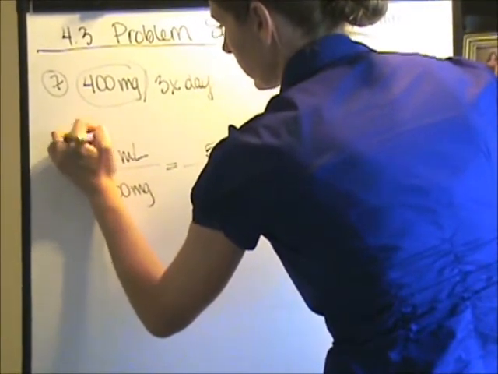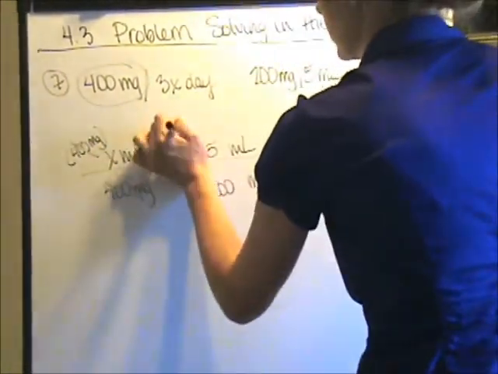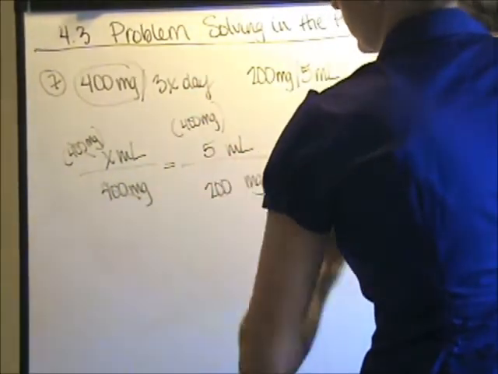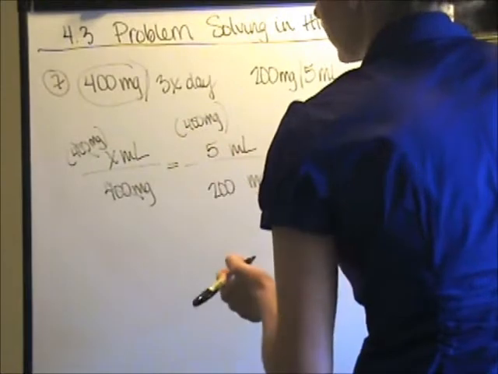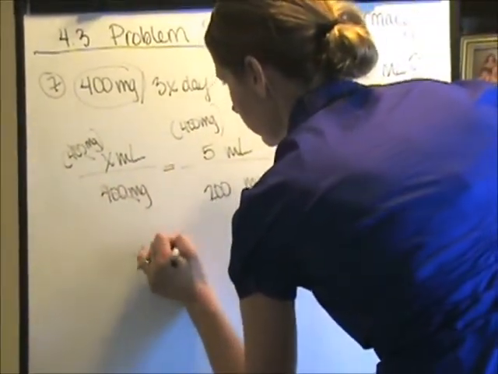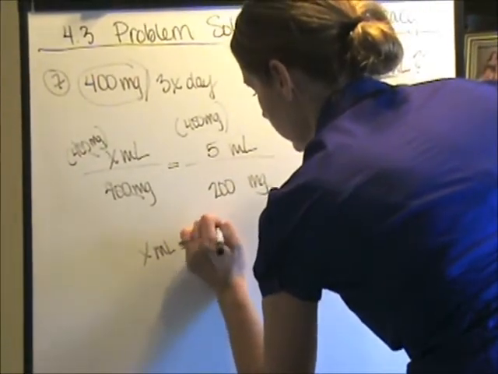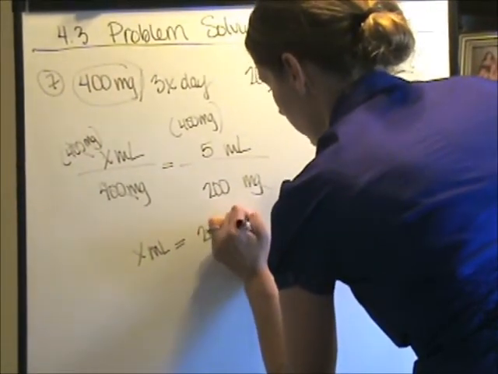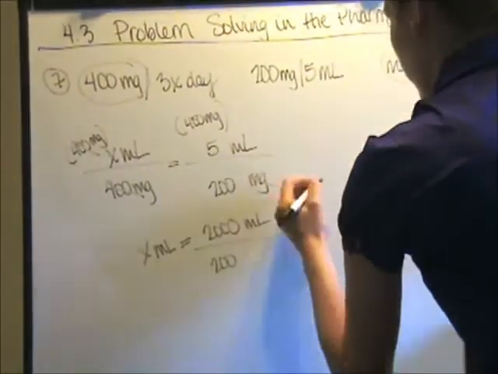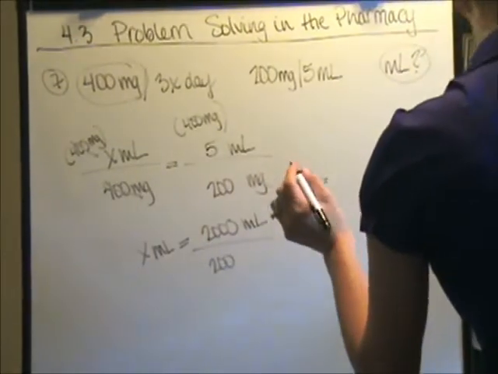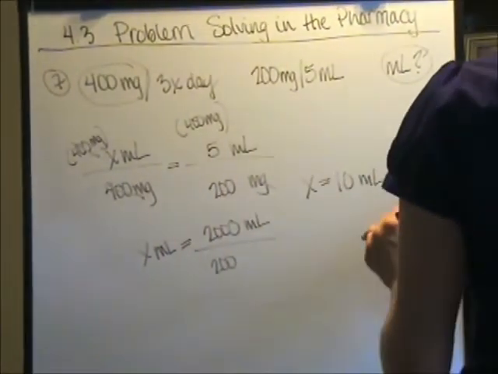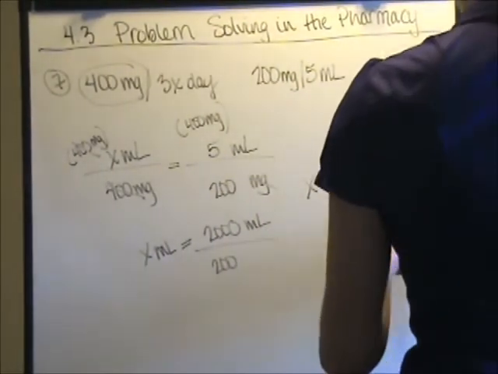400 milligrams up here is going to cancel these two out. We're going to do the same to the other side. These milligrams are going to cancel out. We're going to take 400 times 5. So if we rewrite it down here, that gives us 2,000. We're going to divide that by 200. So X is going to equal 10 ml. And that is for the morning dose.